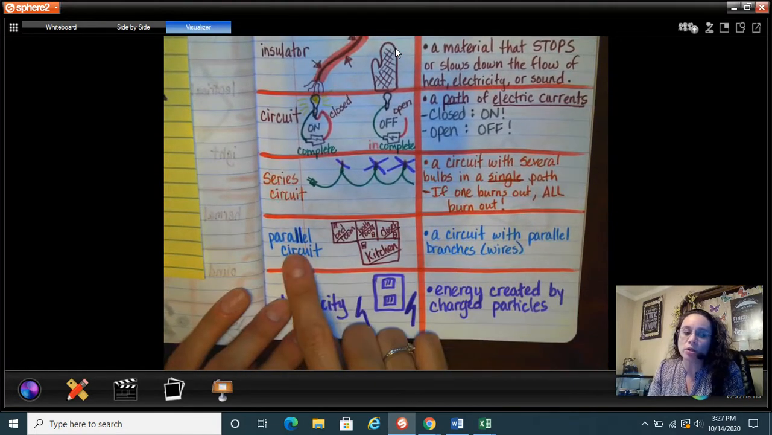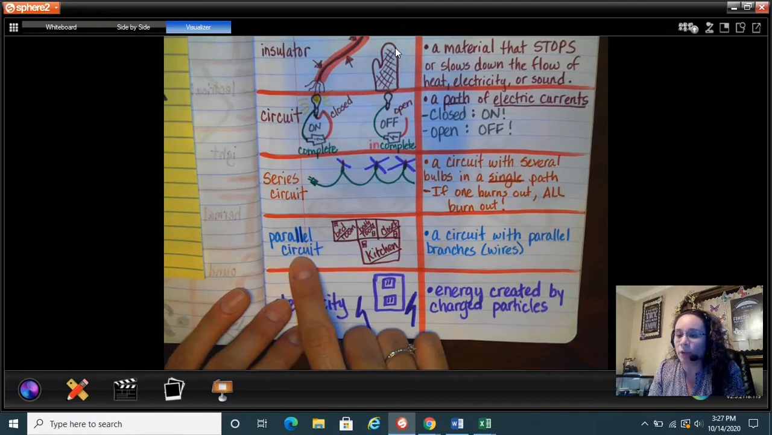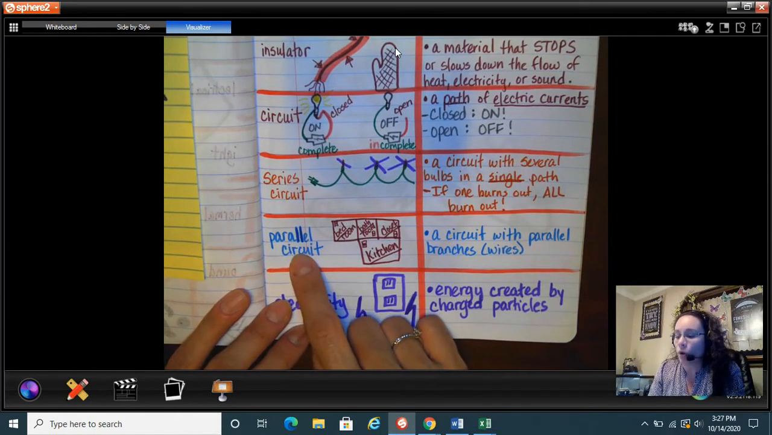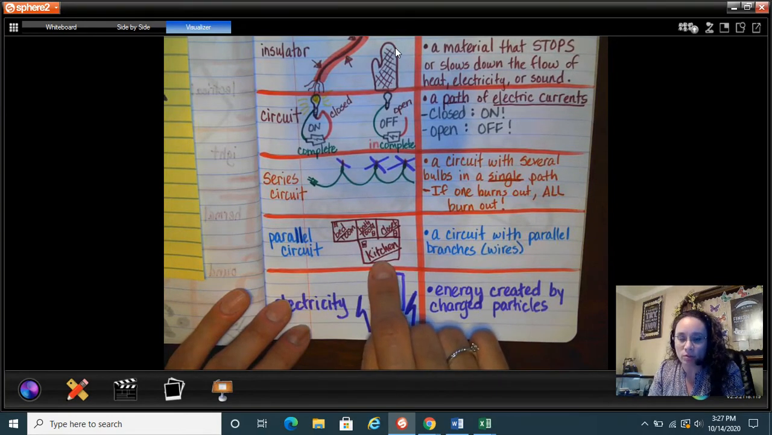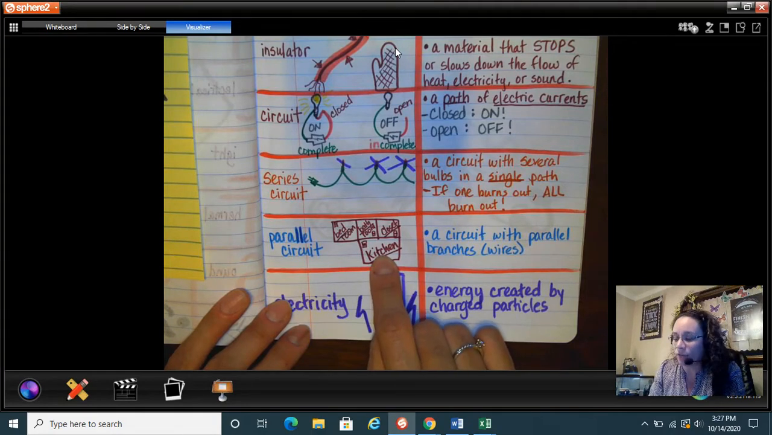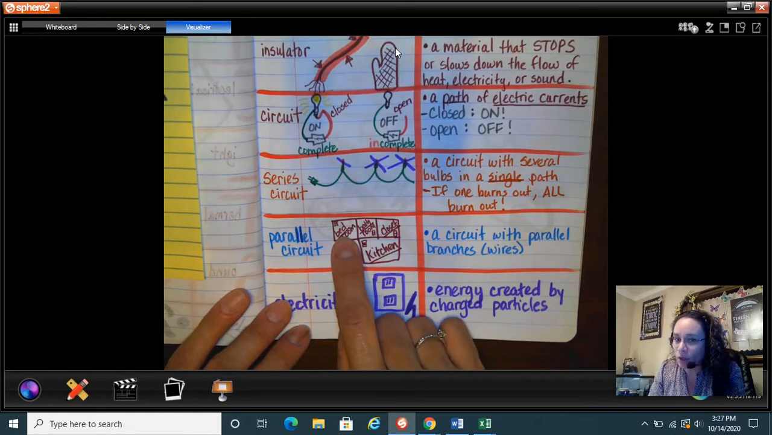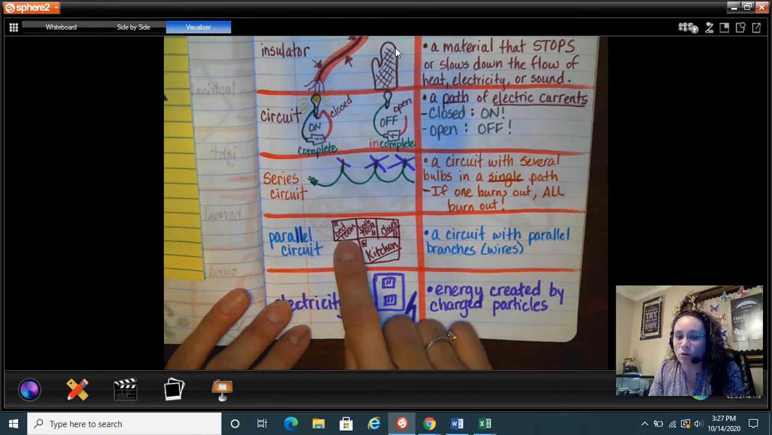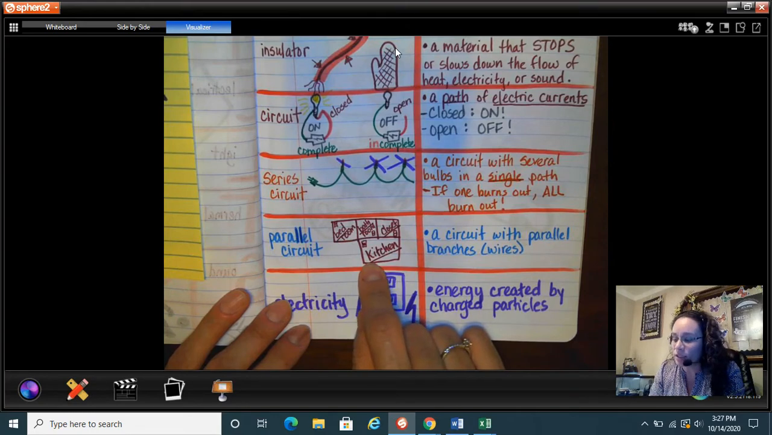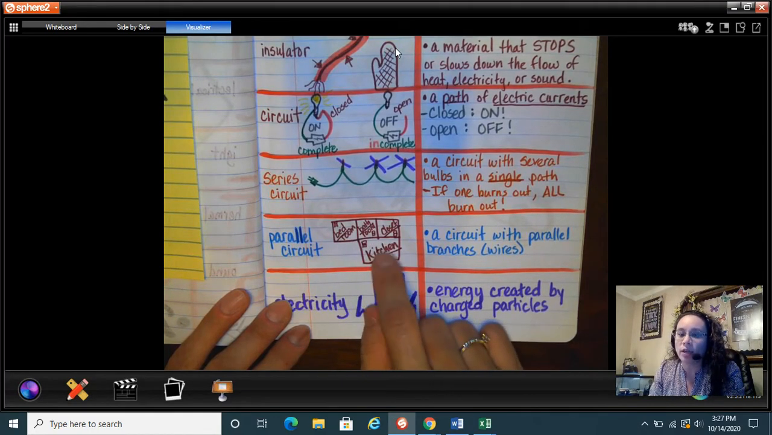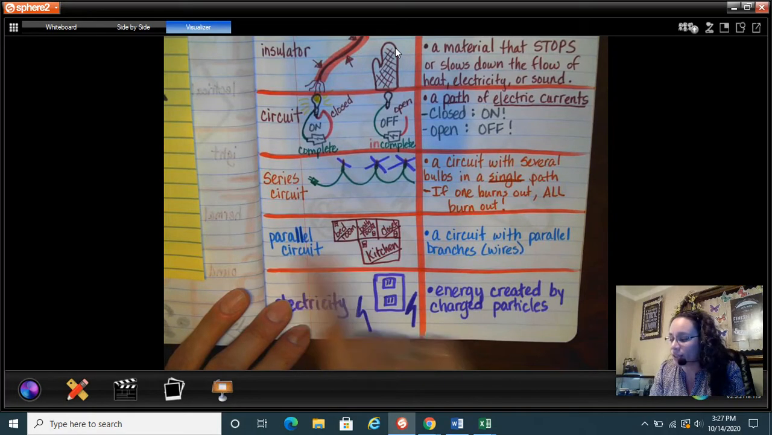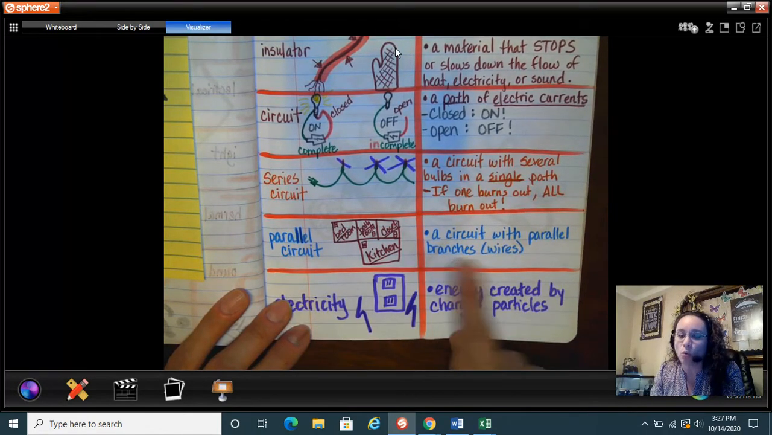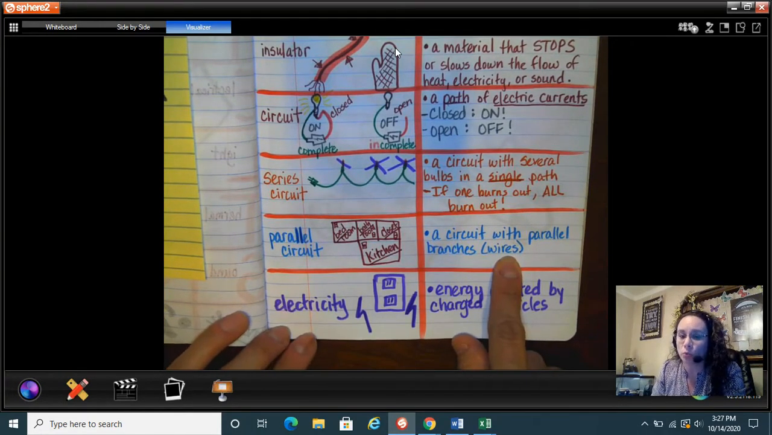Okay, the next word is parallel circuit, kind of like parallel lines in math. Those circuits never touch. So I drew a layout of my house. So there's a switch in my kitchen for the light. That switch does not have control over my bedroom light or my bathroom light or my closet light because they all each have their own switch. Okay, that means they're parallel from each other. Okay, so a parallel circuit is a circuit with parallel branches or wires. They have their own wires for each room.